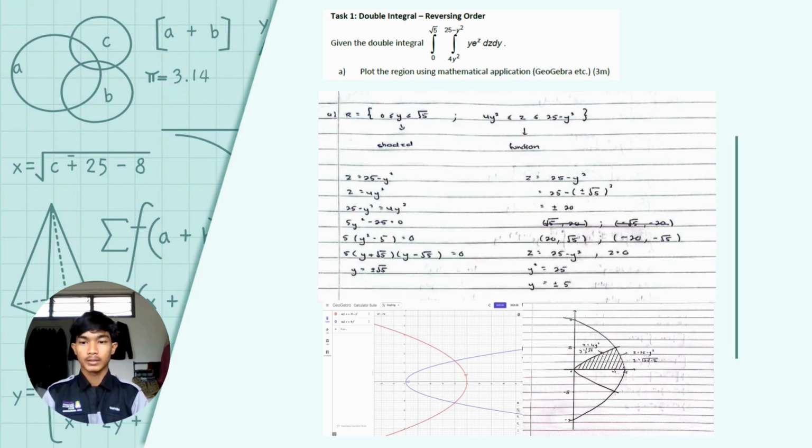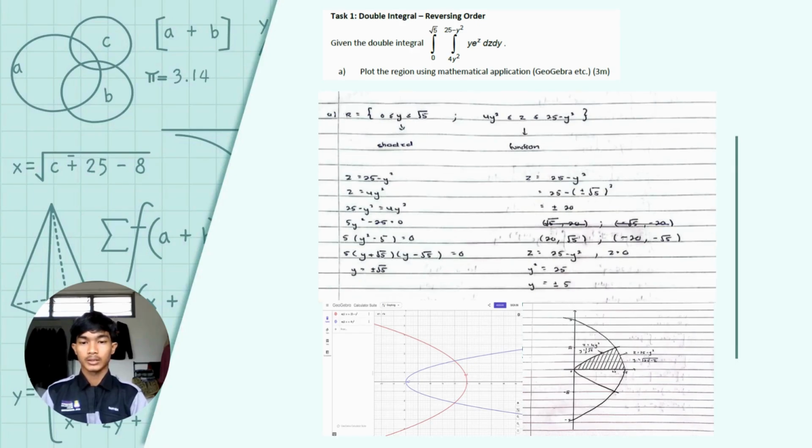For question A, we need to plot the region using a mathematical application. Here I use two methods to solve the equation. The first one I use the GeoGebra application and the second one I use manual calculation. For GeoGebra, I slightly change the given equation. I replace the x-axis with the z-axis. So the horizontal axis here shows the z-axis in the given question.